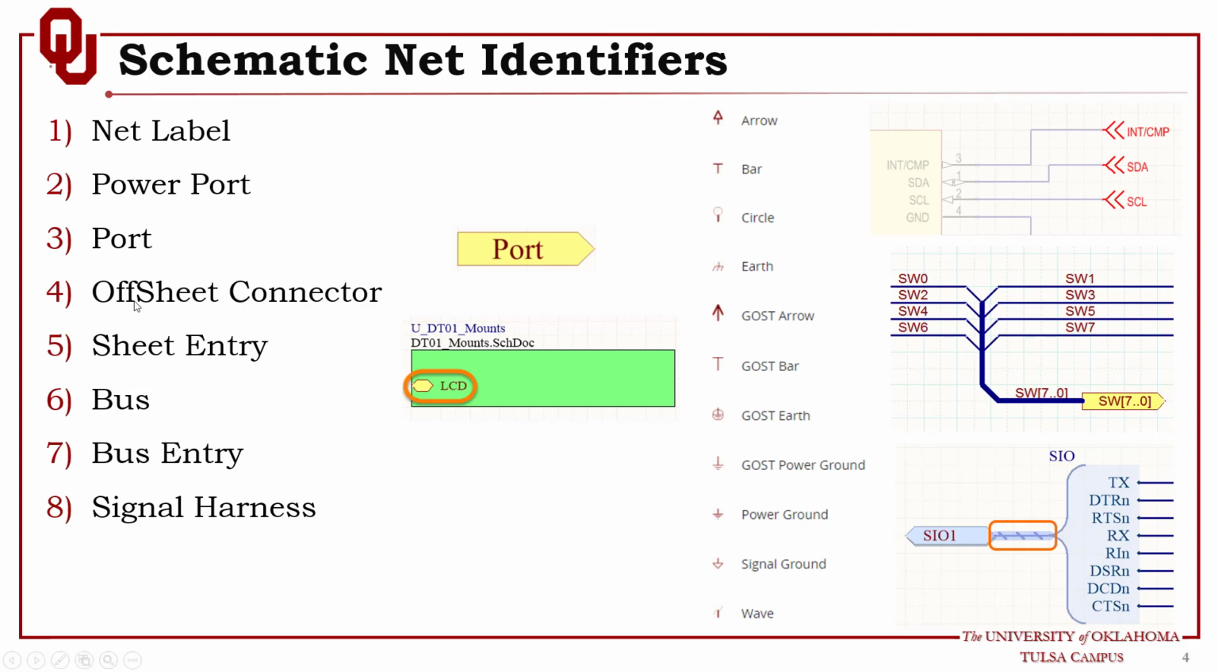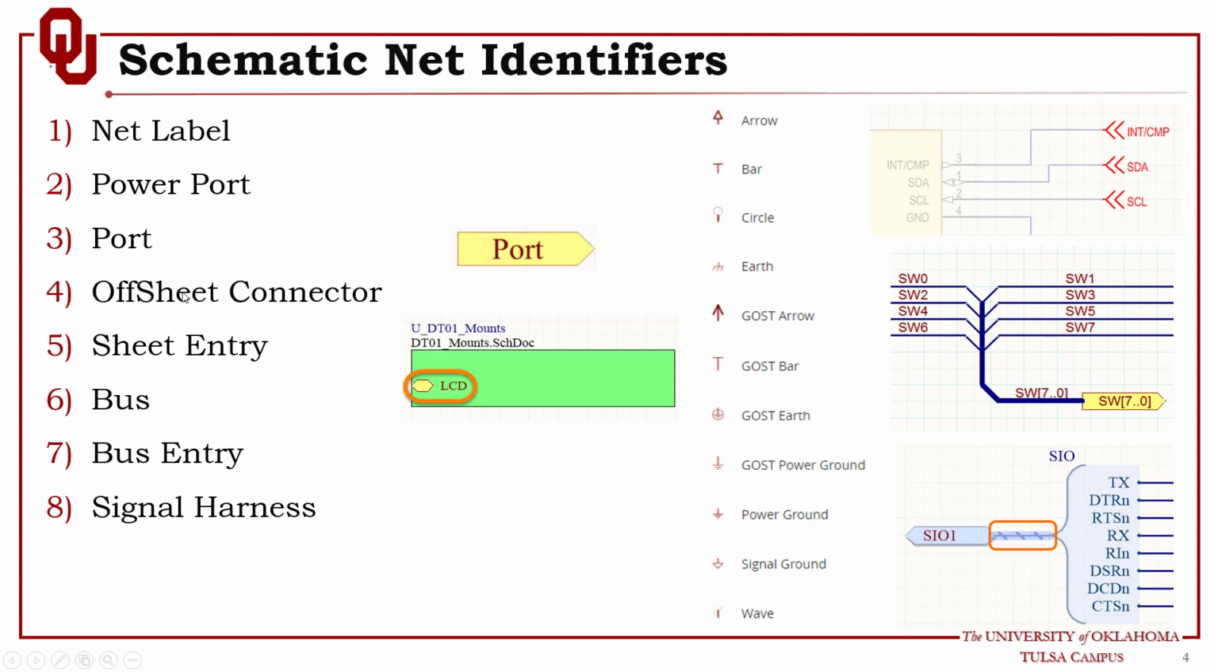Now the other net identifier is the off-sheet connector, and these are off-sheet connectors in here. As you can see, we have 3 off-sheet connectors: interrupt, serial data, and serial clock. And these are used to connect a net from one sheet to another sheet, not within the same sheet. So also it's between 2 sheets.